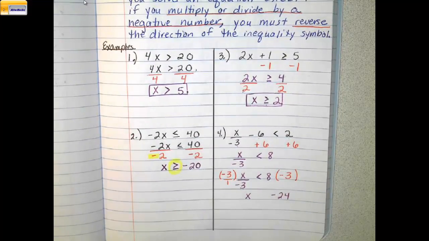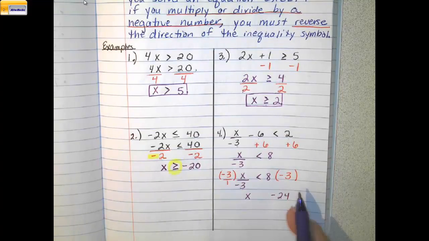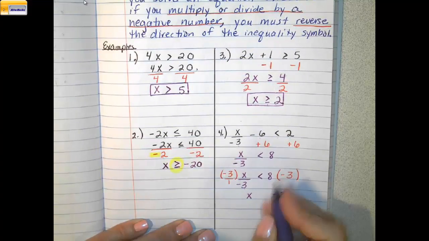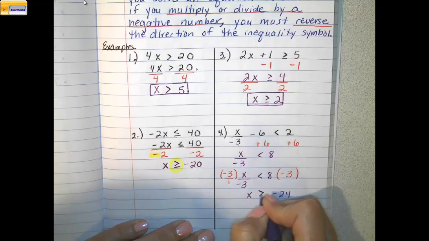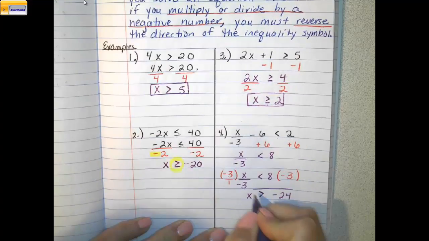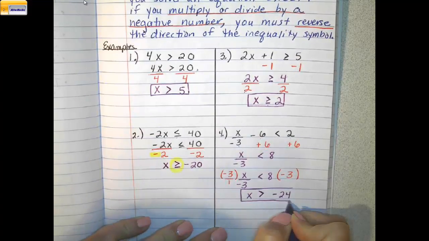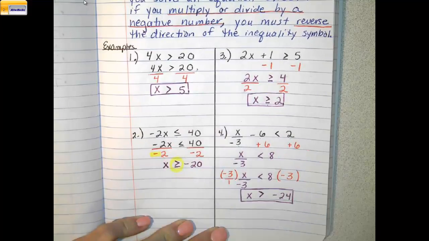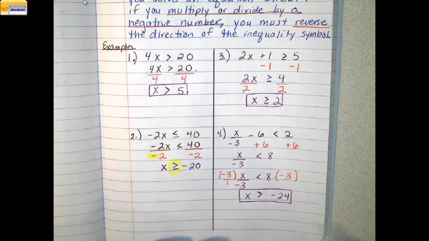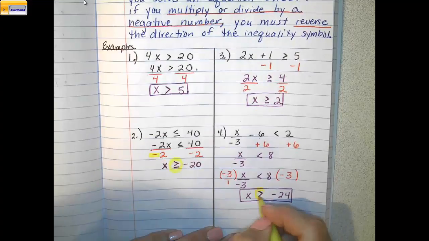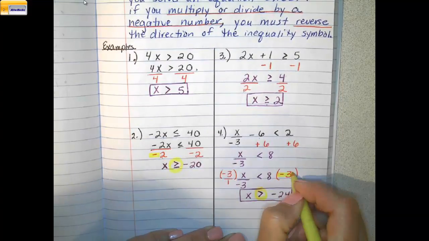And again, I need to ask myself, have I multiplied or divided by a negative number? And the answer is yes, I multiplied by negative 3. So I'm going to take this symbol and I'm going to reverse the direction. So that means I now have x is greater than negative 24. So again, this symbol got reversed because this was a negative number.